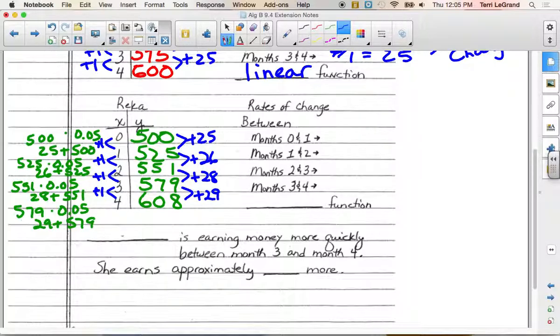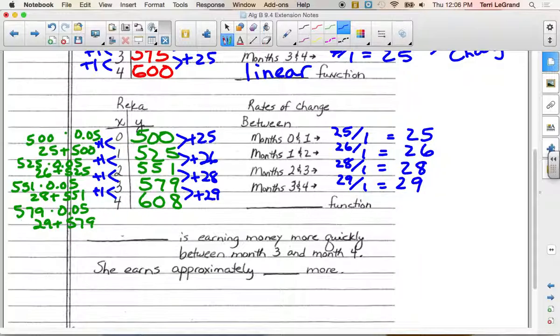Do you think we have a linear function? Probably not, because when we do our change in Y over our change in X, between month 0 and 1, that equals 25. Between months 1 and 2, we get 26. Between months 2 and 3, we get 28. And between months 3 and 4, we get 29.